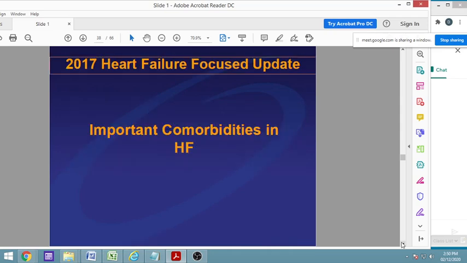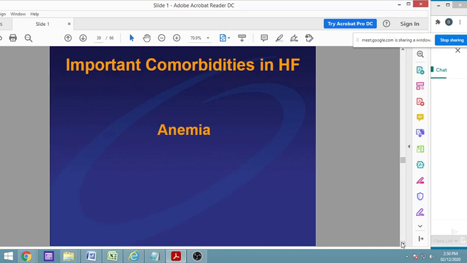Now, what are the important comorbidities in HF? We have seen that simultaneously a patient may be suffering from many diseases. Already we have seen cardiovascular problems like hypertension, then maybe ACS, then arrhythmias. These are some of the comorbidities, along with diabetes and hyperlipidemia. Some of these we have already seen. Let us see some more, that is anemia.